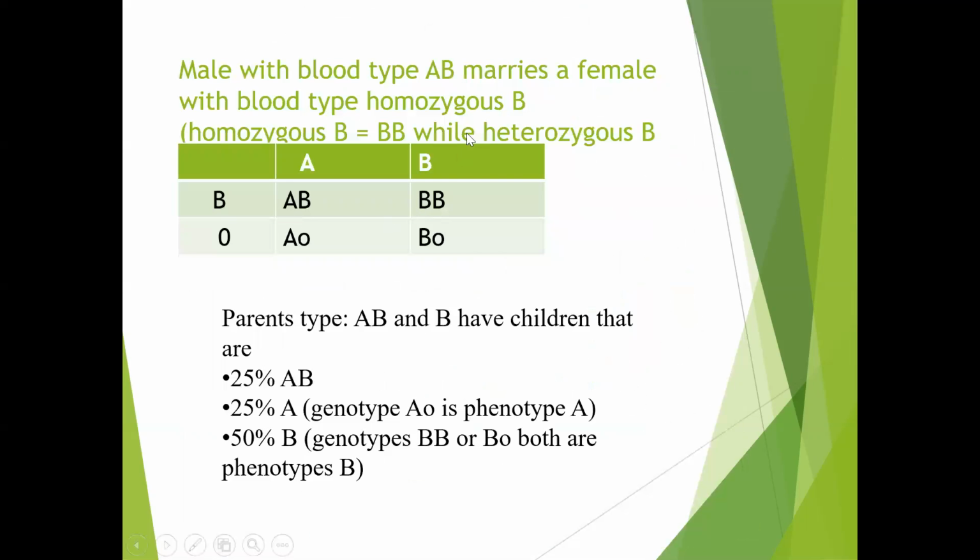So you can kind of see right here. So we're going to cross this. We have the male with AB, we have the female with B, and this is how it's possible to get that AB blood type. Okay, and you have type B and type A. So parents that have type AB and B will have children with a 25% probability that they will be AB, 25% probability that they will be type A, or a 50% probability that they will be type B.